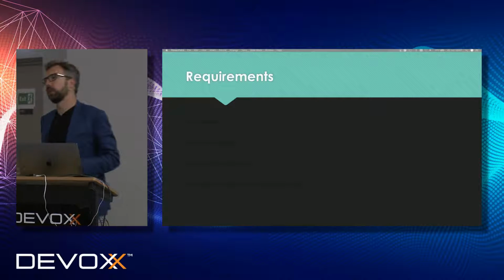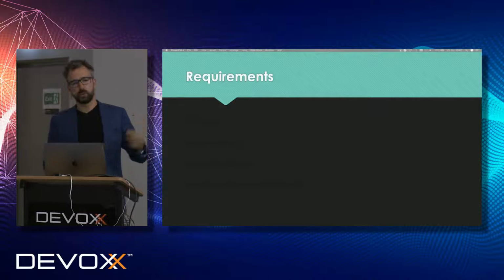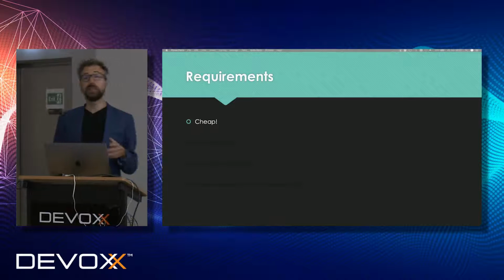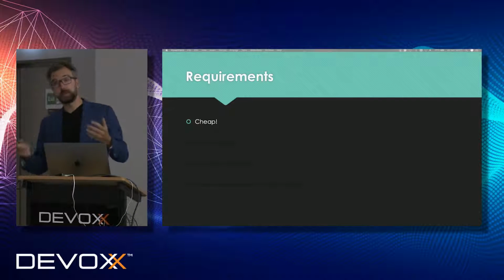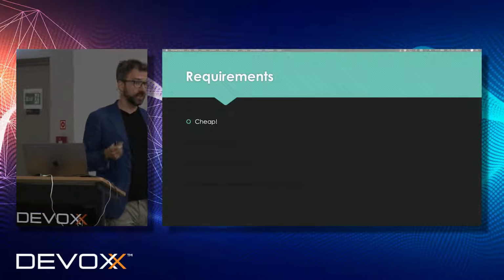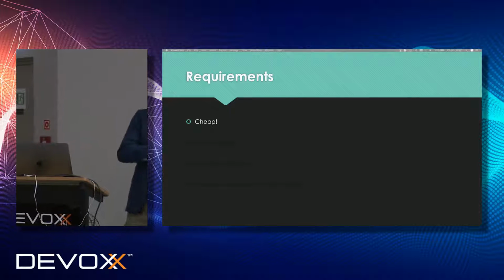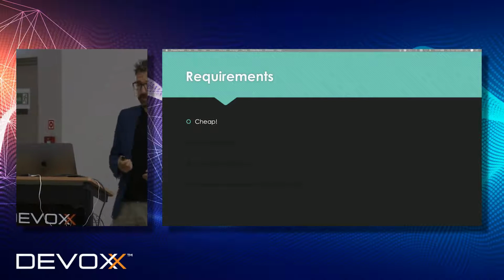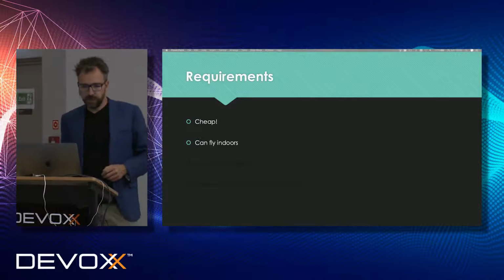So let's talk about the requirements for doing what we want to do. So first of all, they need to be cheap. As I said before, if you start experimenting, you start crashing a lot, and you don't want to throw away 2,000 euros every time that you crash. So I think that's obvious.